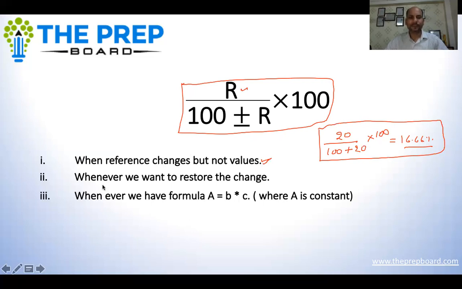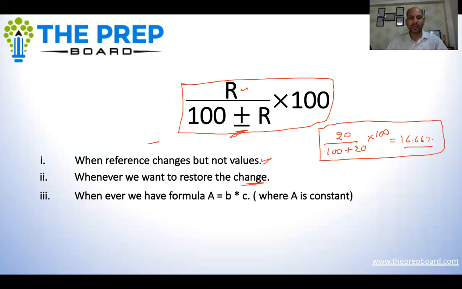Now, the second use of this formula, whenever we want to restore the change. What does it mean? For example, if I say the price of one article is increased by 20% or 25% or 30%, by what percent should it reduce to get the original value? We can also say the price of a certain commodity has been decreased by 20%. So if decrease, we'll use minus, and it means the value which is given, we only talk about that. If that is decreased, we use minus. If that is increased, we use plus.